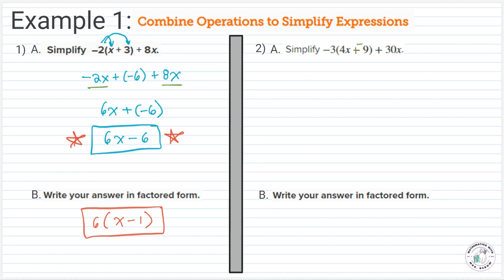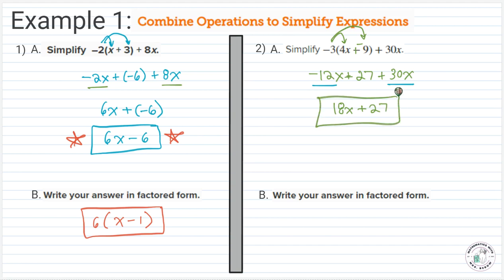All right, so now distributing, we're going to have -3 times 4x. That will be a -12x. Bring down my plus sign. -3 times -9 is going to be a positive 27. And then we have that 30x, again, just hanging out in the end because we haven't done anything with it yet. Identifying my like terms, we have -12x and a positive 30x. So -12 plus 30 is going to be 18. So this will be 18x. And then we have that plus 27. And that's my final answer because those are not like terms.